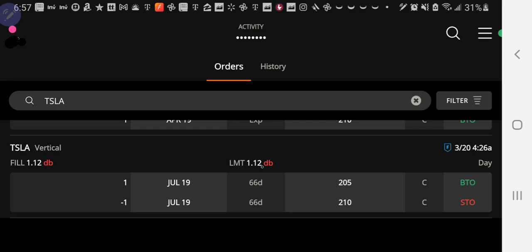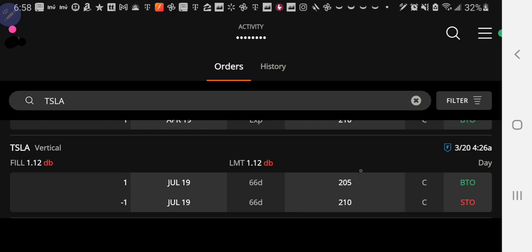I'm putting myself in a position to not really have to pay to be long the Tesla 205 and short the 210, because the most that these two can be worth is $500. That's the difference between these strike prices. The most that these two can be worth is $500. But if I already put up $112, basically it's 500 minus 112, and that'll tell you exactly how much: 388.